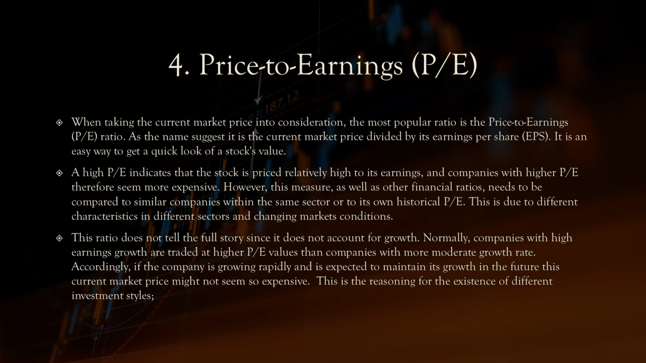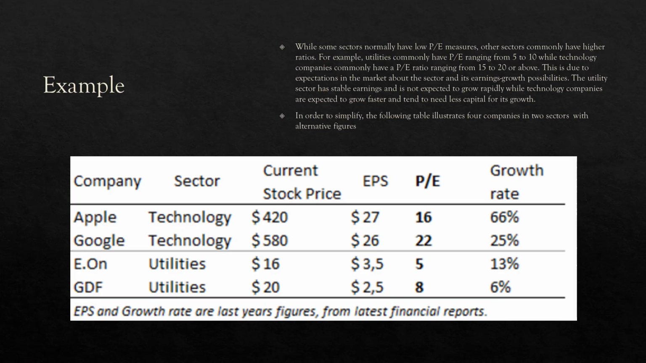This is the reasoning for the existence of different investment styles. For example, while some sectors normally have low PE measures, other sectors commonly have higher. For example, utility companies have PEs ranging from 5 to 10, while technology companies commonly have PEs ranging from 15 to 20. This is due to expectations of the market, the size of the market, the growth of the market. We don't really expect an energy company to go soaring. Okay, we do expect a technology company to gain significantly.